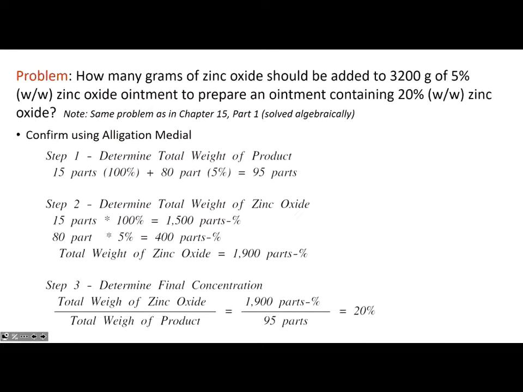Last step, essentially, is, again, to take the weight of the drug, in this case the zinc oxide, divided by the total weight of the product here. And remember, parts will cancel. So 1,900 divided by 95, with the only remaining unit being percent, is 20. Do that math, and it comes out to be 20%. We've just proven that that proportion of 15 parts of 100% and 80 parts of 5%, when mixed together, gives you a total concentration of 20%.